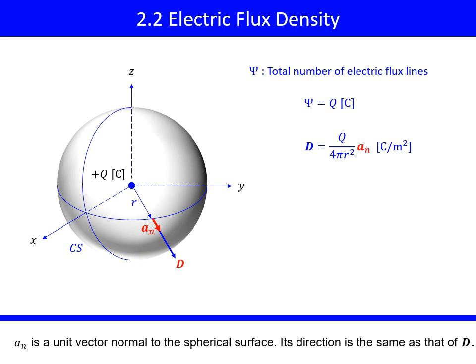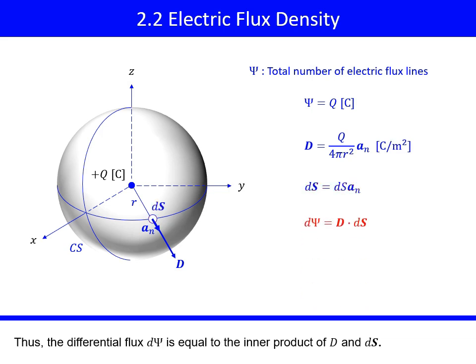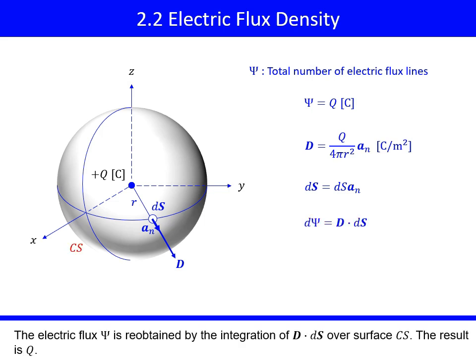an is a unit vector normal to the spherical surface. Its direction is the same as that of D. A vector differential surface ds is chosen so that ds equals ds an. Thus, the differential flux d psi is equal to the inner product of D and ds. The electric flux psi is reobtained by the integration of D dot ds over surface CS. The result is q.